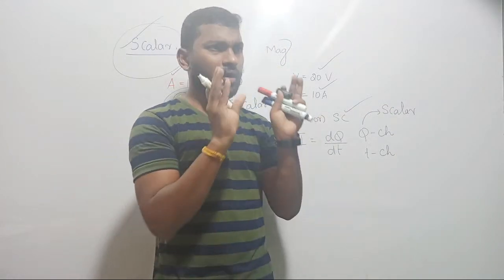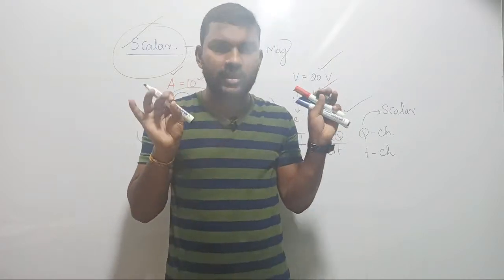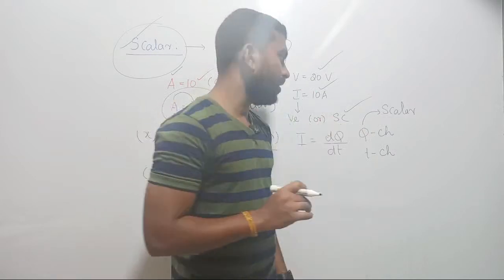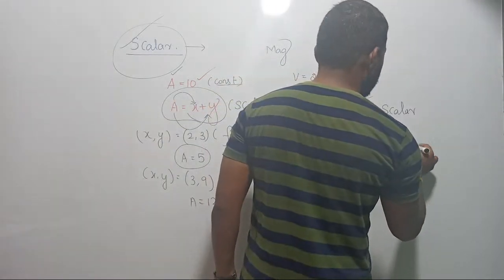What is the present time? At this instant, what is the time? You have to see the clock, sir, it is 6:30. That's all, right? So what is the conclusion here? Time is a scalar quantity.